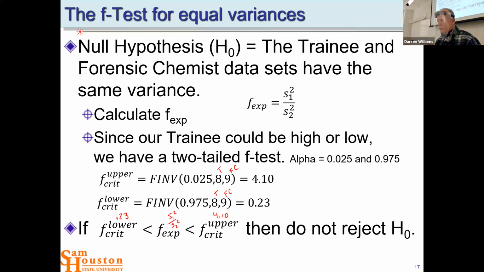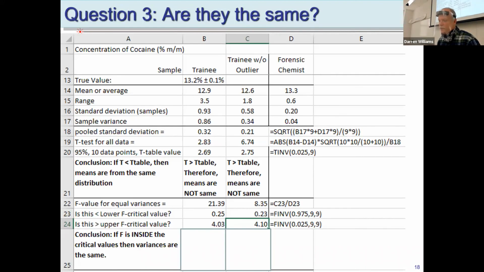So let's see what Excel shows us as these numbers. So here we have the F values. I went ahead and did it with the outlier still in there, and I got 21.39. If I take the outlier out, I get 8.35. So remember, this is the trainee, and this is the trainee without the outlier. Okay. Just to show you what happened when we took that outlier out. Notice it really dropped. It went from 21 down to 8.3.